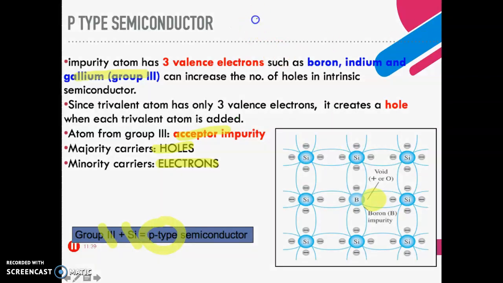How about n-type? By doping group 5 with silicon, you're going to have n-type. By doping group 3 with silicon, you're going to have p-type. So both we call extrinsic semiconductors. Okay.